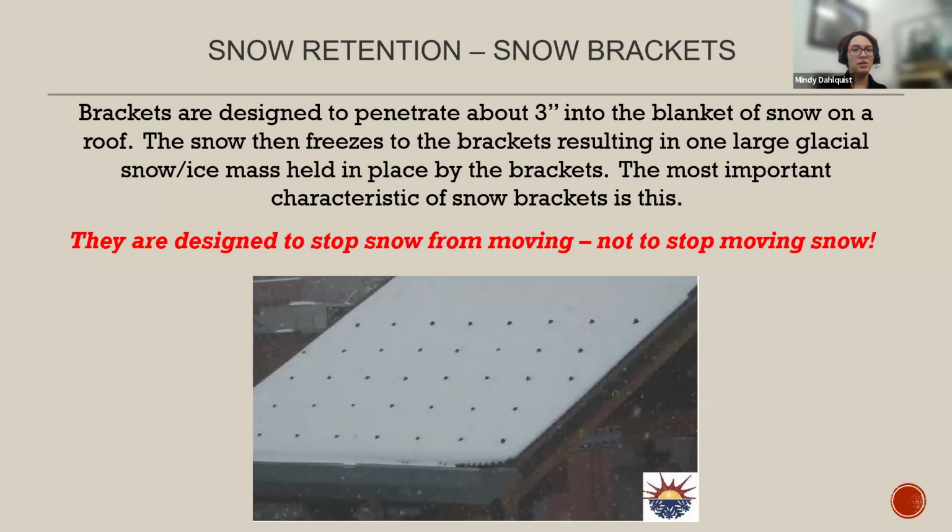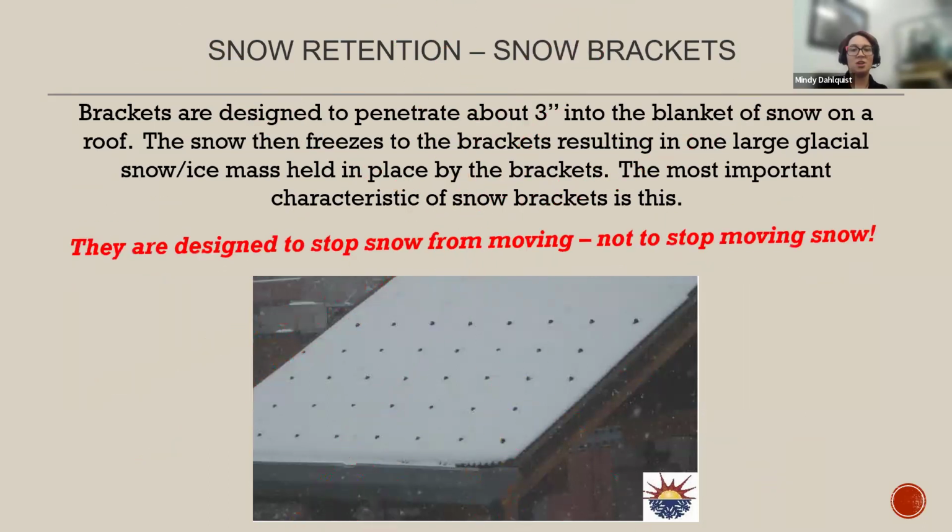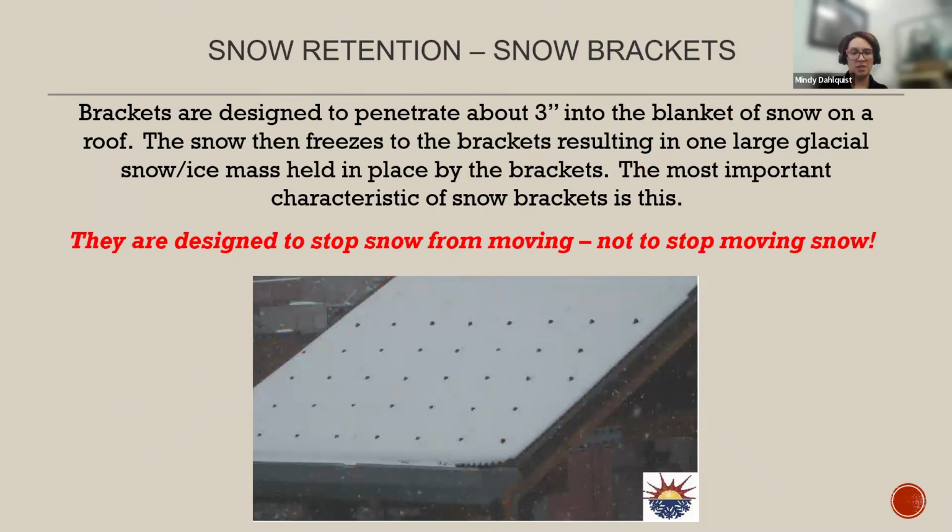So the most important characteristic of snow brackets is that they are designed to stop snow from moving, not to stop moving snow. We'll talk a little bit about partial installation in a minute, but this is something that I really want to draw attention to while we're on this slide: they are not made to just have one row of snow brackets along the eave to catch that snow or to chop it up into pieces as it's sliding off. Snow brackets are made to be utilized as a whole system in a staggered pattern going up the roof.